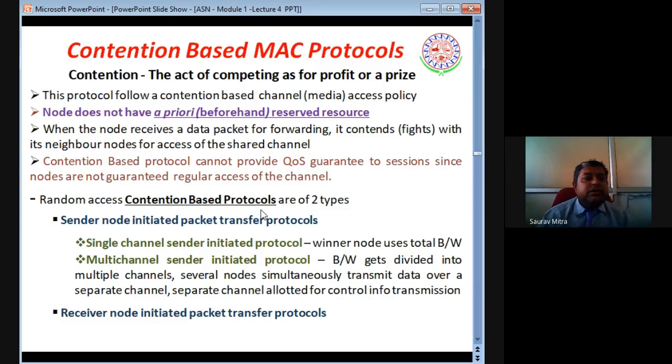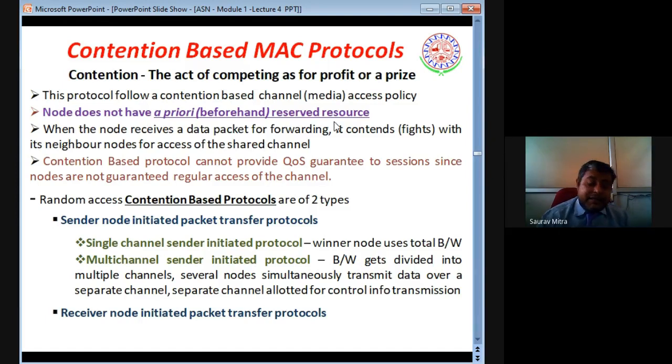So there are 3 protocols I told you: contention based, contention based with reservation, contention based with scheduling. First is the contention based MAC protocol. It says that this protocol follows a contention based channel media access policy. It wants to catch hold of the media, that is the channel through which it can transmit information. Node does not have a priori reserved resource. So the node is not allocated that channel. It is not that this node will have time to transmit its data through the channel. So there is no reservation.